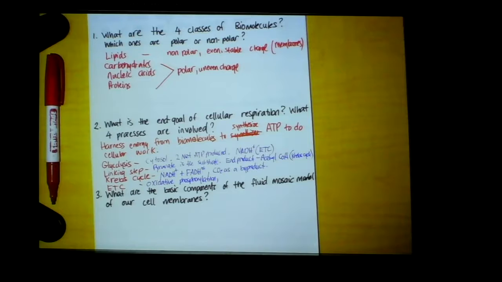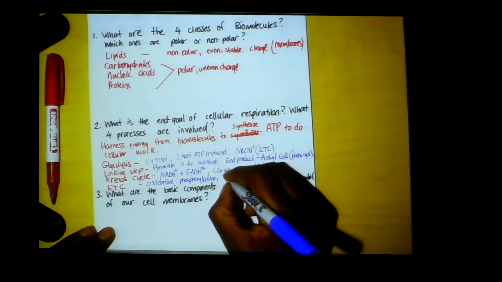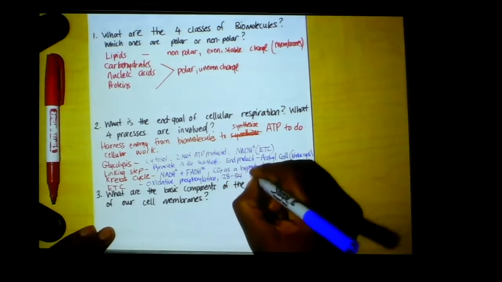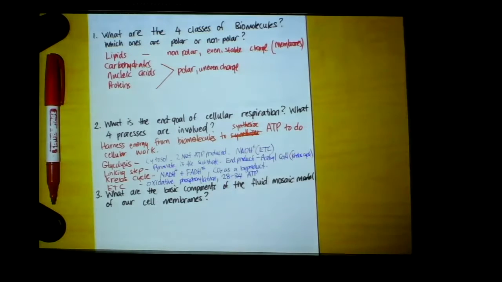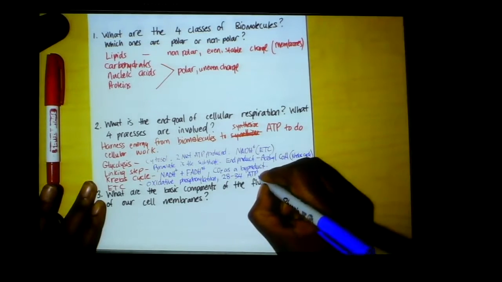Not 43. 28 to 34, right? 28 to 34. So we make 38 net for this. For one molecule of glucose, we make 38 net. Just from the electron transport chain, we get 34 of that max, right? Some textbooks will say 28, but around 34 of that. The other 4 are coming from the previous processes.